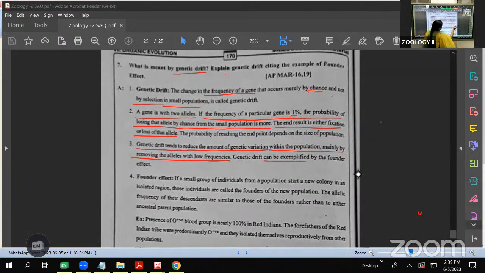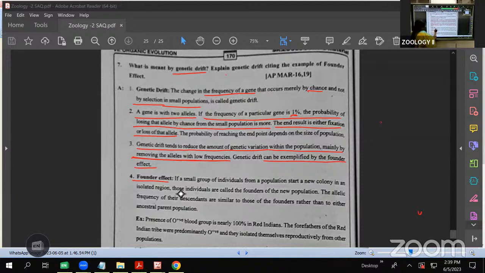Genetic drift can be explained by the founder's effect, and they exemplify the founder's effect also. Here, what about the founder's effect? Here, interbreeding means they separate. Before, we discussed natural selection. A group reproductively isolated from the original population, forming a new group, is what we call the founder's effect.